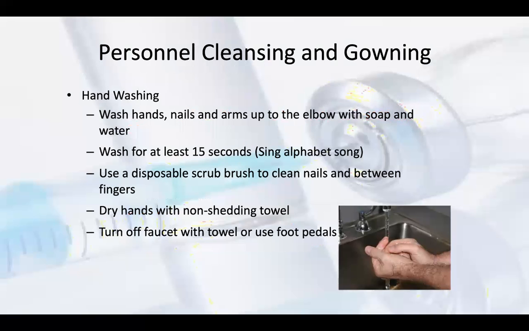Personal cleaning during production: the SOP for the staff who are going to manufacture or formulate. 1. Hand washing. Wash hands, nails, and arms up to the elbow with soap and water. Wash for at least 15 seconds, singing the alphabet song. Use a disposable scrub brush to clean nails and between fingers. Dry hands with a non-shedding towel. Turn off the faucet with a towel or use foot paddles.